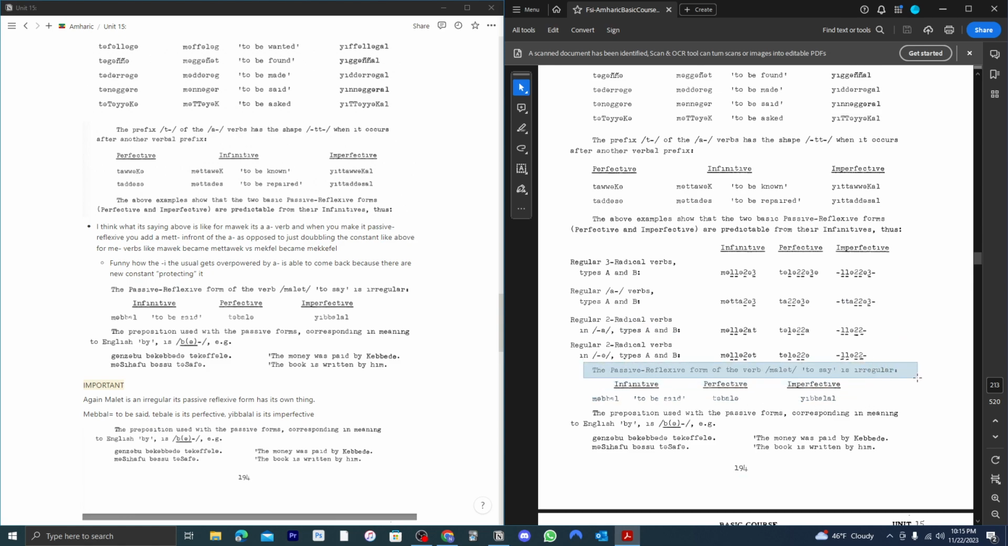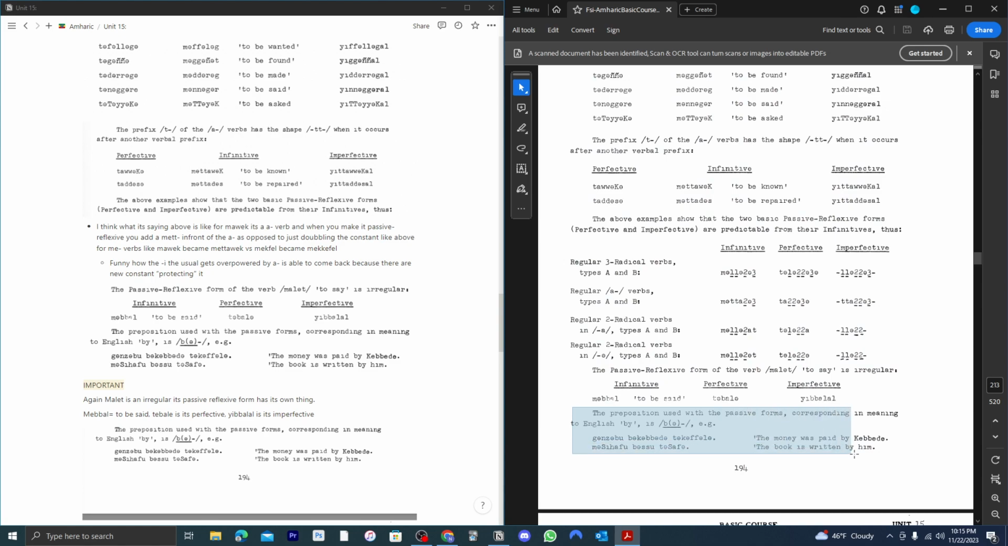Important is malet is irregular in its passive reflexive form, which means to be said. Mebal would be it. Tebale would be the perfective form of it was said, and yibelal is it will be said. This is how you always say something is called. I don't know, if you have a car and you say its name is Lexi, maybe like Alexa, Lexi, like it is called Lexi. That's just how I always use it.